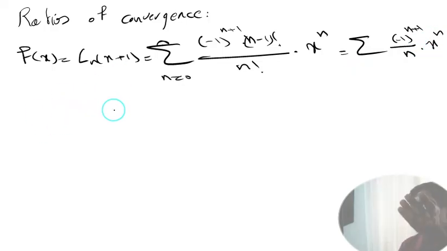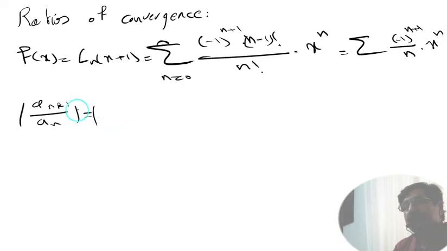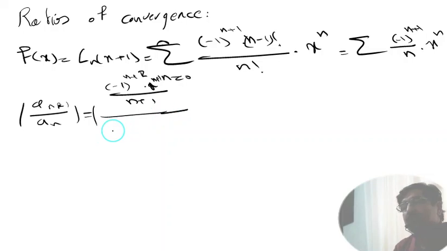This is easy to find the radius of convergence. Take the absolute value of the ratio a_{n+1} over a_n: (minus 1) to the power n plus 2 times x to the n plus 1 over n plus 1, divided by (minus 1) to the n plus 1 times x to the power of n over n.